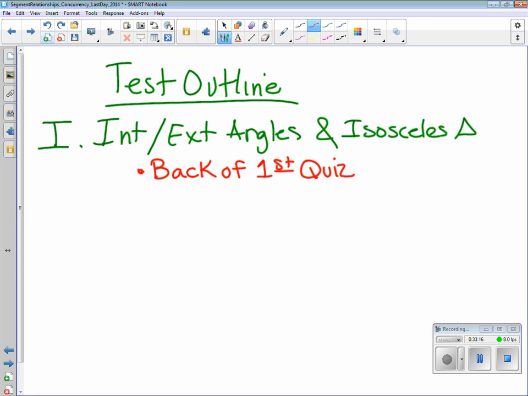The second thing, second Roman numeral, is segments in a triangle. That's like the back of the second quiz. Do you know the names? Do you know what a perpendicular bisector is, an altitude is, a median is? Do you know what an orthocenter is? Do you know all of that stuff? That's the back of quiz 2.